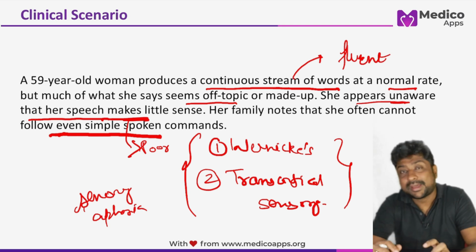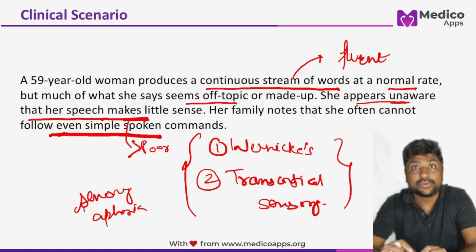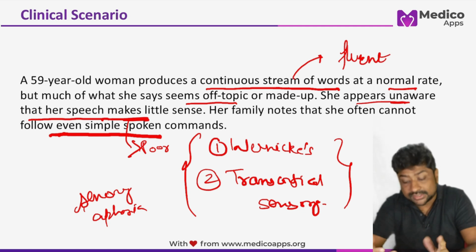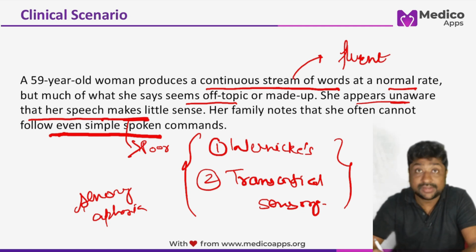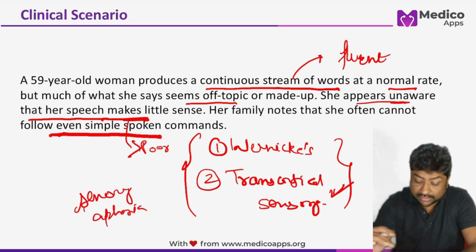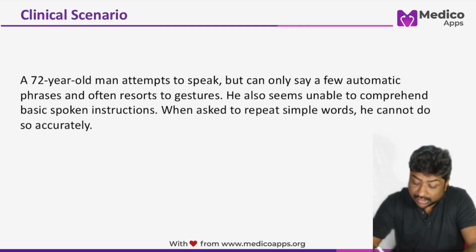Again, how do you differentiate whether it is Wernicke's or transcortical sensory? It is primarily knowing if the person is able to repeat words or not. If he is able to repeat words even without understanding, then it is transcortical. If he is not able to repeat words, then it is Wernicke's. Let's look at another clinical scenario.